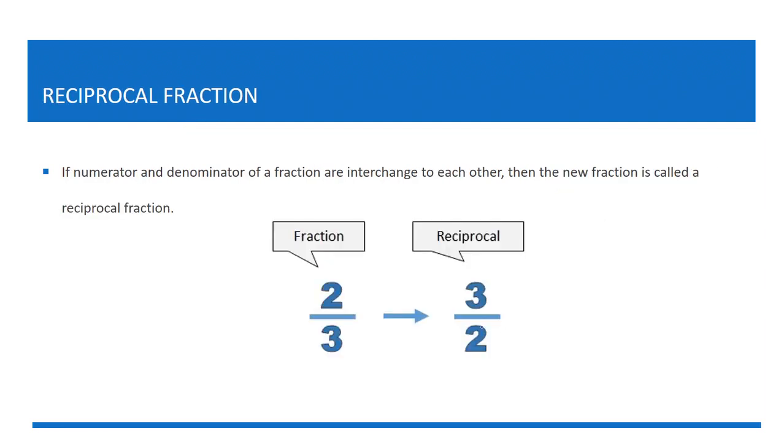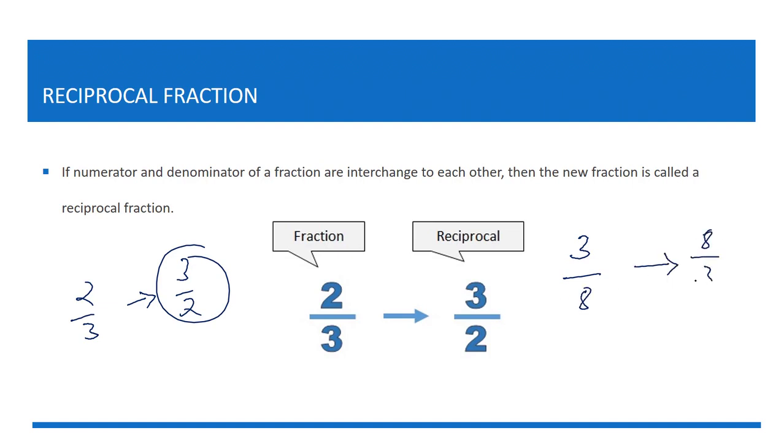Let us check out the next one, the reciprocal fraction. Here in this case, if the numerator and denominator of a fraction are interchanged with each other, then the new fraction is called a reciprocal fraction. Suppose you have 2 by 3, it's a fraction, the reciprocal of this is 3 by 2. Suppose you have 3 by 8, the reciprocal of this is 8 by 3. This is called a reciprocal fraction.